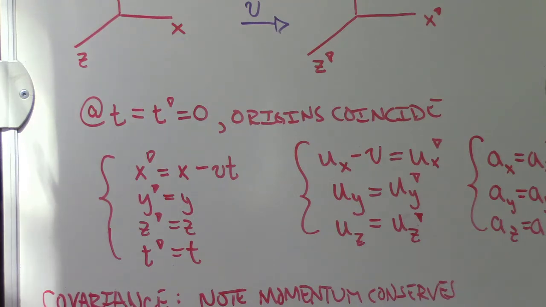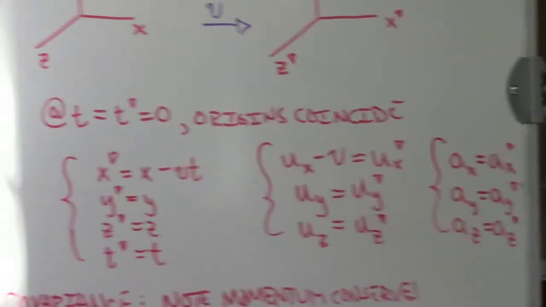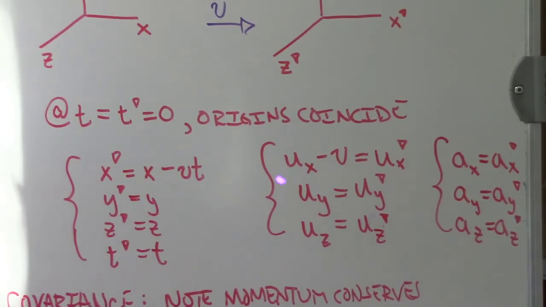Hopefully that's not terrible. What would happen if I took yet another derivative of these three with respect to time? Well, then I would get acceleration, right? And so ux minus v, the derivative of that with respect to t, remembering that v is constant, is just ax, and ux prime, first derivative with respect to t, would give ax prime. Similarly, uy and uy prime give ay and ay prime, uz and uz prime give az and az prime.